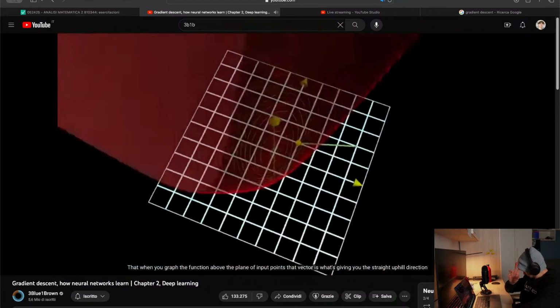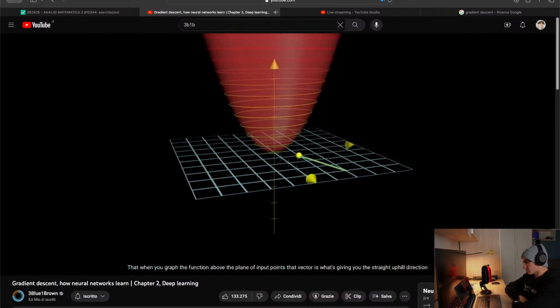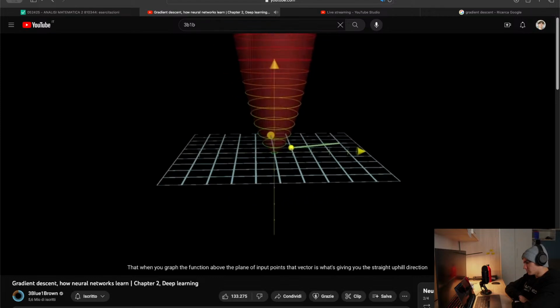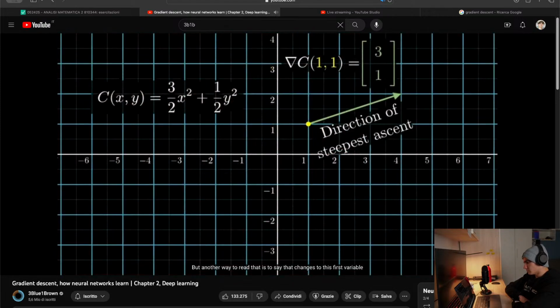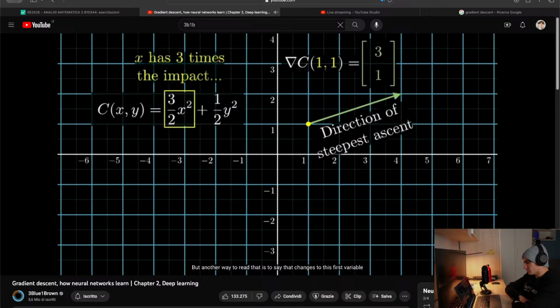That when you graph the function above the plane of input points, that vector is what's giving you the straight uphill direction. But another way to read that is to say that changes to this first variable have 3 times the importance as changes to the second variable.